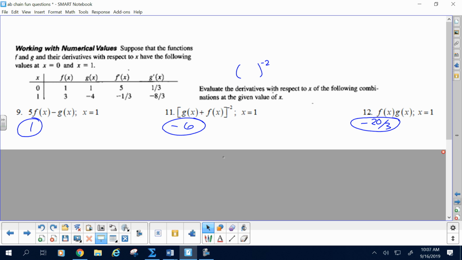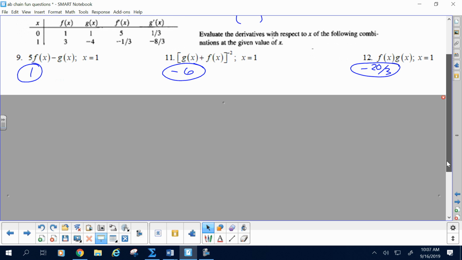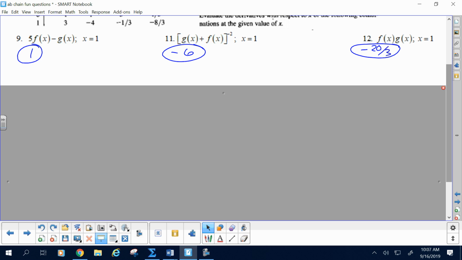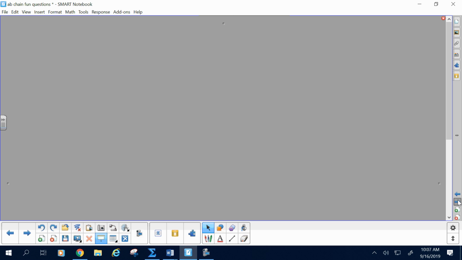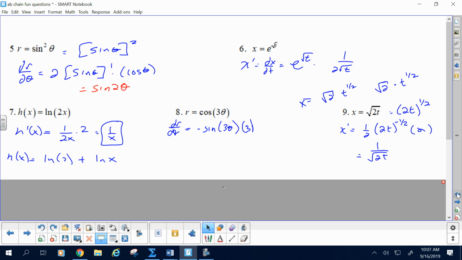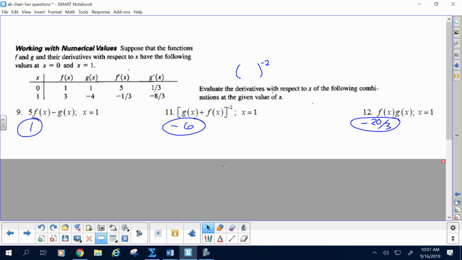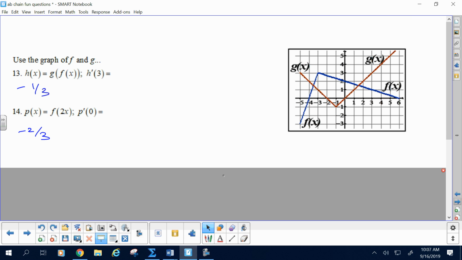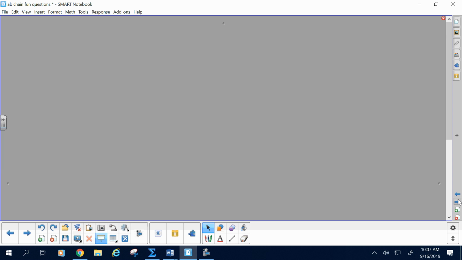Okay, let's go on to the table. I got 1, -6, and -23. I'll be happy to go back over questions on these. Just hang on, we're going to get you answers. 1, -6, and -23. Write it in ink if you missed it. I think we're okay. The graphing ones are -1/3 and -2/3. How'd those go? Muy bien.